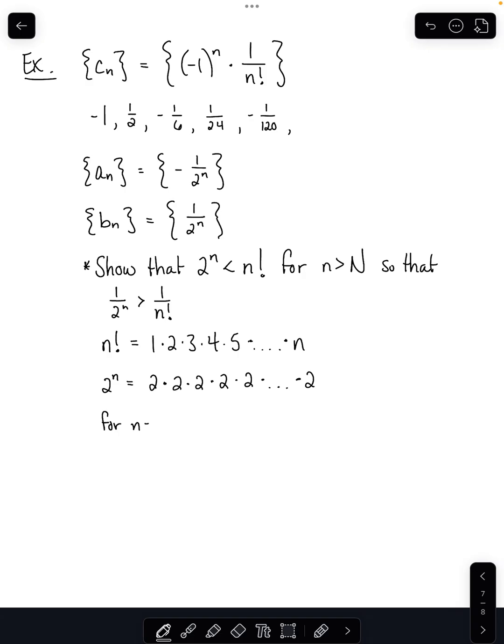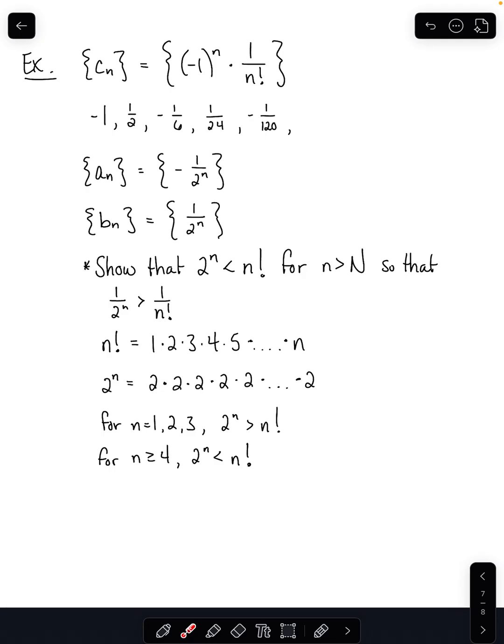So for n equals 1, 2, and 3, 2 to the n is bigger than n factorial. But the second we get beyond that, 2 to the n is now smaller than n factorial. And that's what we need, is that at some point in the progression, n factorial has to be bigger than 2 to the n. And that is what occurs once we get to the fourth term of the sequences.